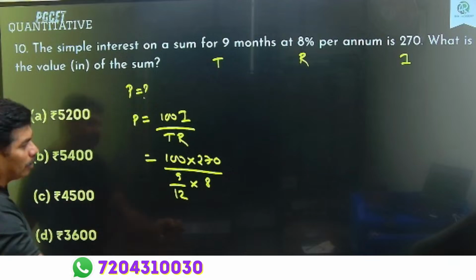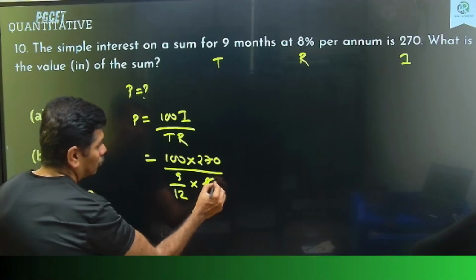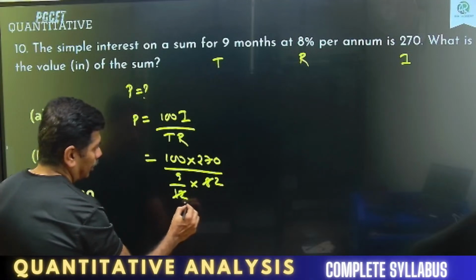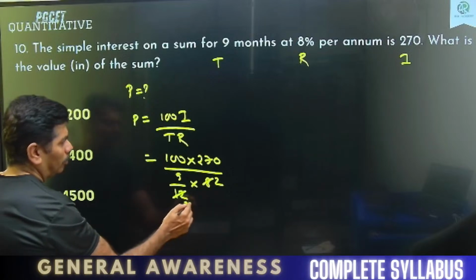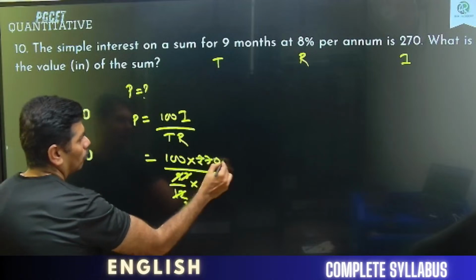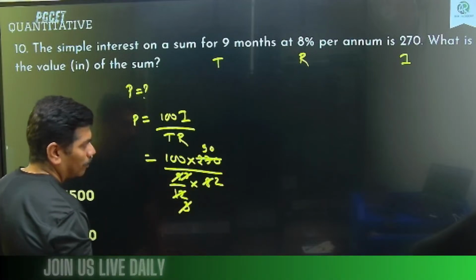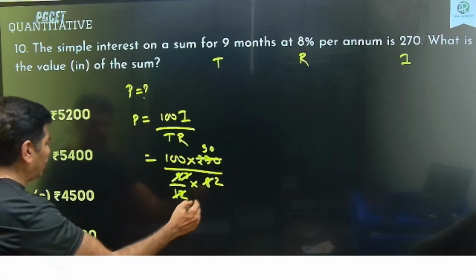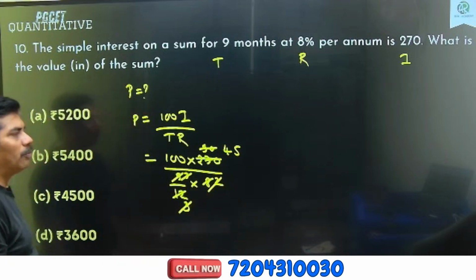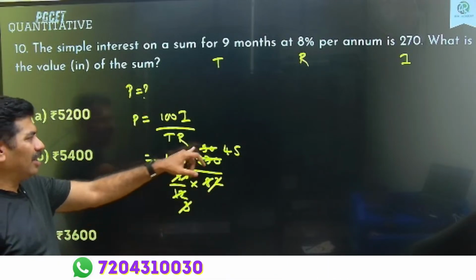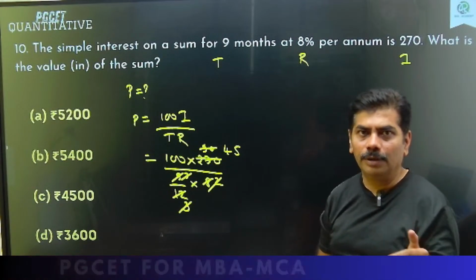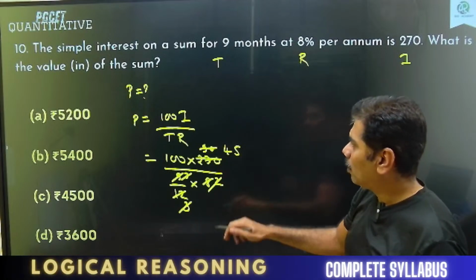How will you simplify? You can divide by 4, 4 times 2 and 4 times 3. Then 3 ones are 3, 3 threes are 9, 3 nines are 27, that becomes 90. Then 2 times 45. You should halve it, so half of 90 will be 45.